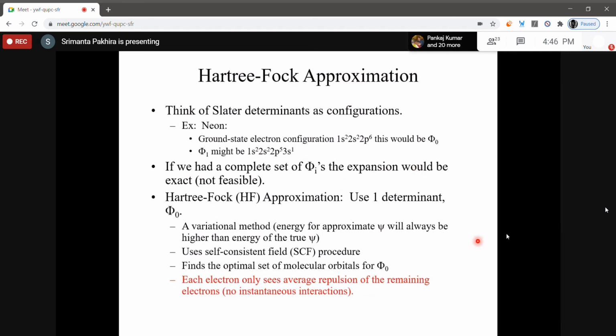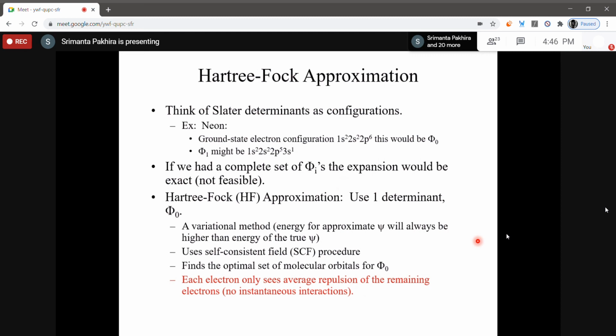So the Hartree-Fock equation depends on only one single determinant, and then they apply the variation principle, which says the energy for an approximate wave function will always be higher than the energy of the true value of psi. Then another method comes, called the self-consistent procedure, to find the optimal basis set for the molecular orbitals for phi 0. The basis set also becomes important.